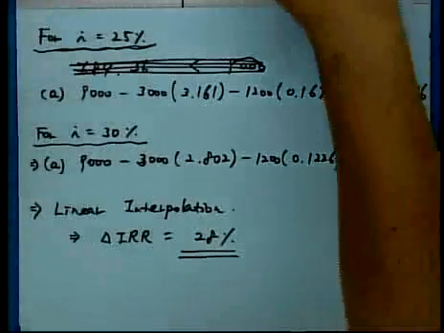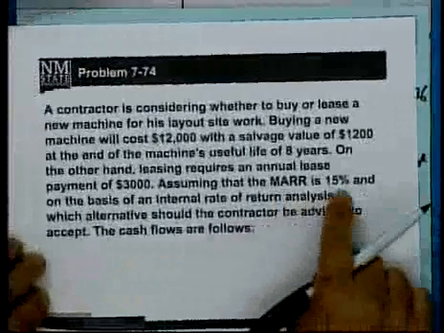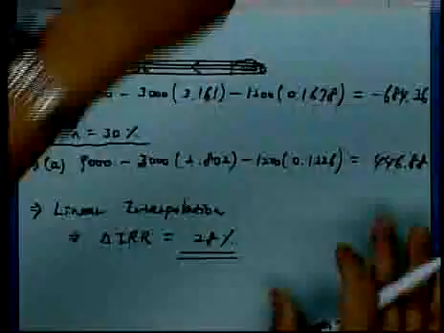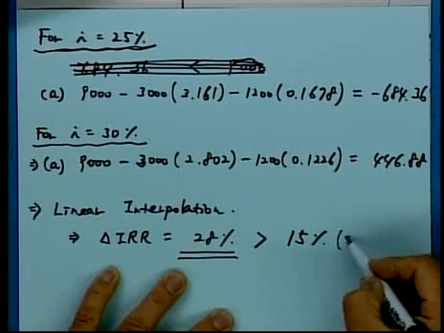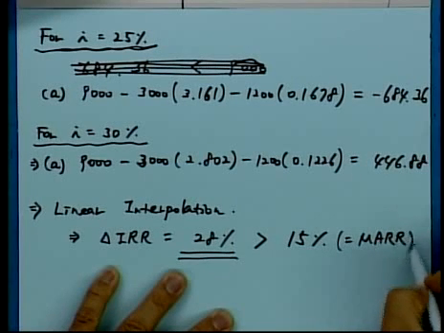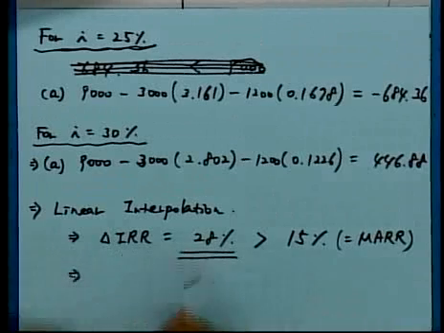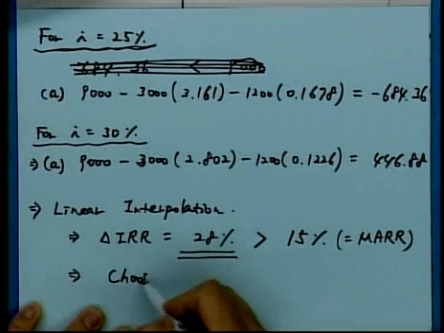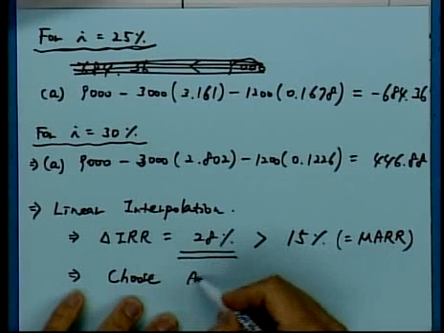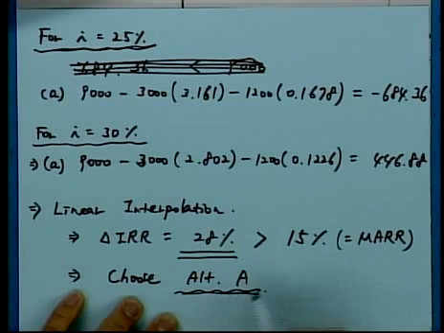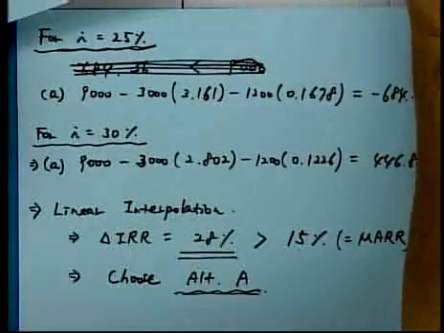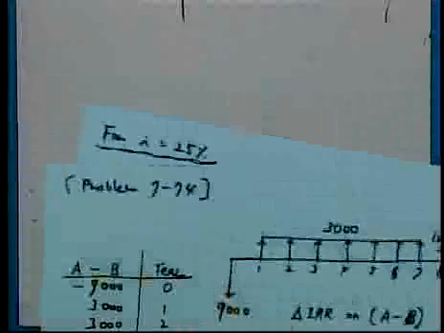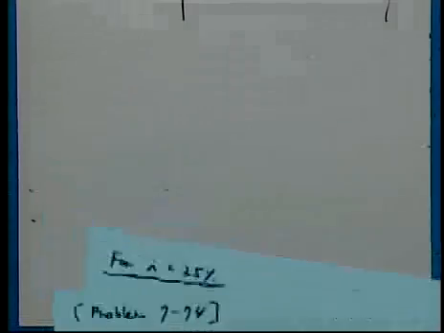And this value should be compared to the given minimum attractive rate of return of 15%, which is a lot larger than minimum attractive rate of return. So what is your decision? Choose the alternative A. Okay, so the contractor should choose alternative A in this case. Okay, so that is problem 7-74.